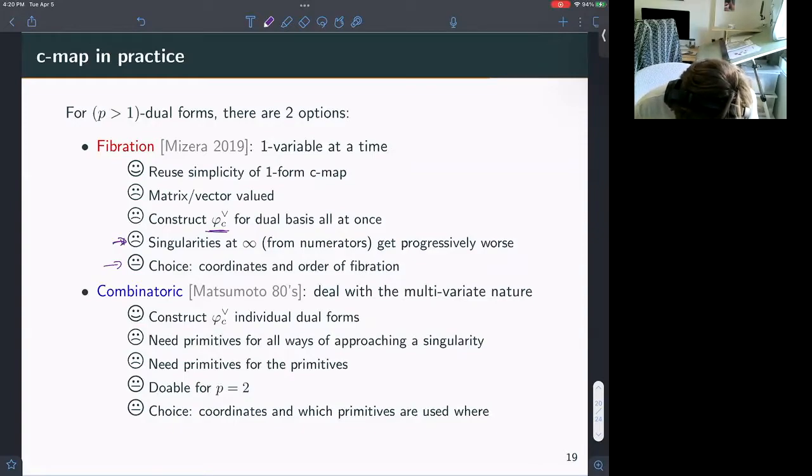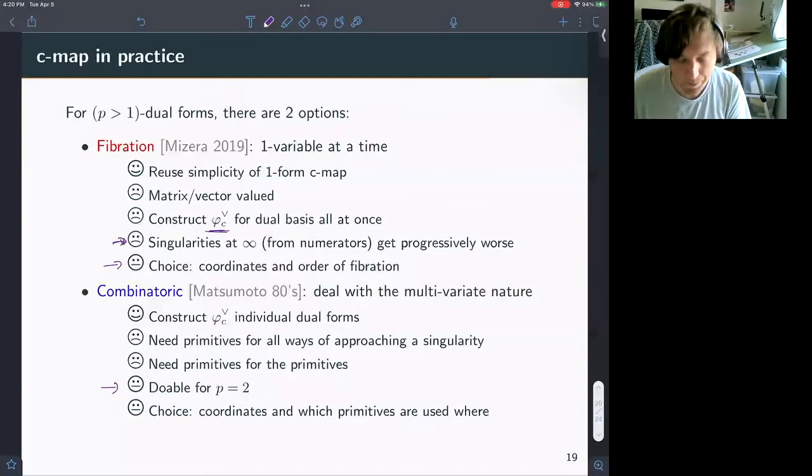There's another way, which is combinatoric, and we directly deal with the multivariate nature of the problem. And this allows us to construct the compactly supported versions of individual dual forms. The downside is we need to know primitives for every single way of approaching a singularity, and then we need to know primitives for those primitives, and so on. And so it's mostly really only doable for 2 forms. And again, we have this problem of choice, and we don't really know what the best choices to make are, what the best coordinates are, what the best primitives to use where.